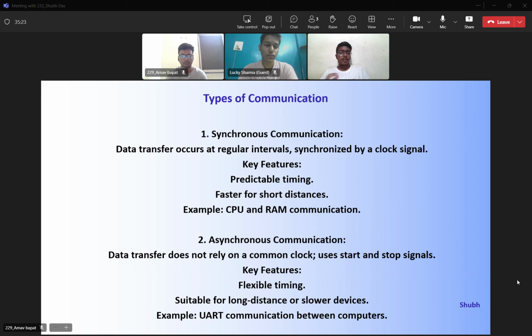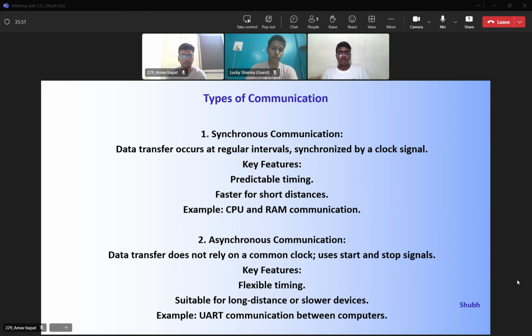So what are the key features? The key features of asynchronous communication are that it is flexible and doesn't depend on strict timing. It's suitable for long distances and for devices that operate at different speeds. A common example is the universal asynchronous receiver transmitter, UART, which is used in serial communication between computers and embedded devices.